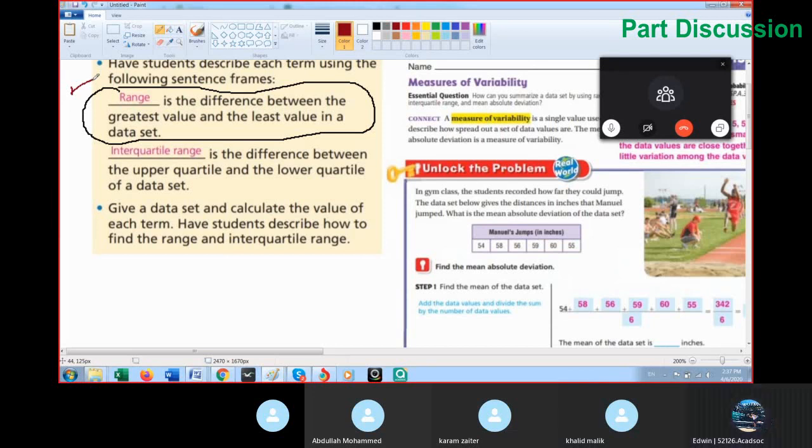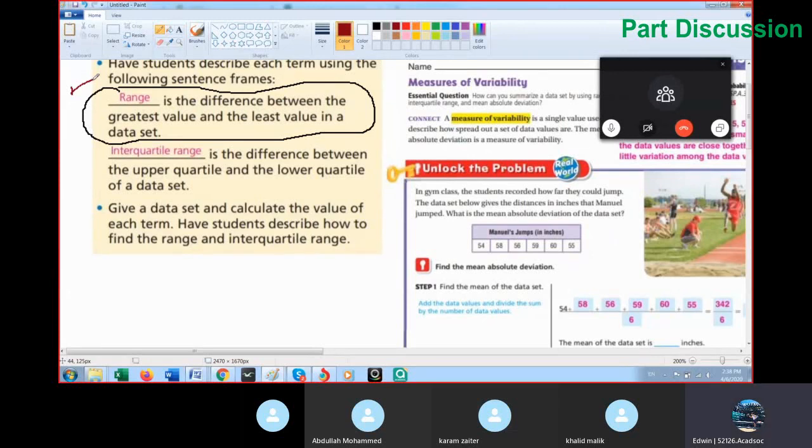Range. What is range? When we talk about range, it is the difference between the greatest value and the least value. As I have discussed to you before, the greatest value is the maximum number, and the least value is the minimum number. So you have to remember that one. The range is the difference, so you subtract the minimum from the maximum. It means the greatest value minus the least value.